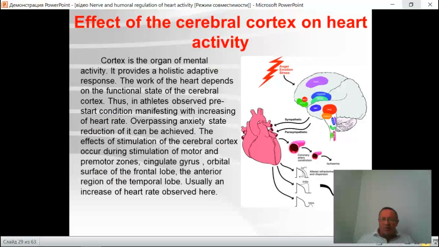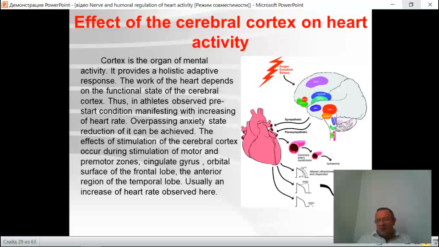Effect of cerebral cortex on heart activity. Cortex is the organ of mental activity. It provides a holistic adaptive response. The work of the heart depends on the functional state of the cerebral cortex. Thus, in athletes a pre-start condition is observed, manifesting with increasing heart rate, and with time passing and anxiety state, reduction of the heart rate can be achieved.